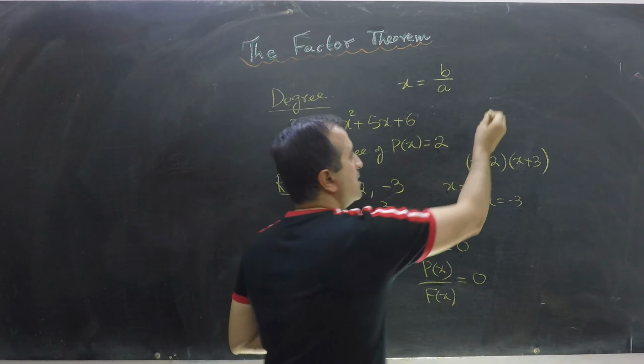Now I will put these two roots in my polynomial p(x). I will get two different equations. I will solve those equations to find the values of a and b. Let's clear the board to make more space.